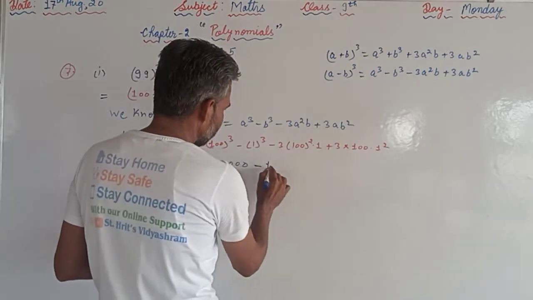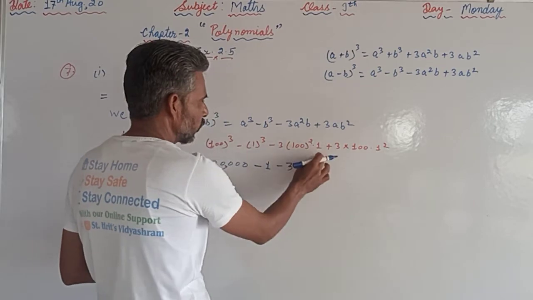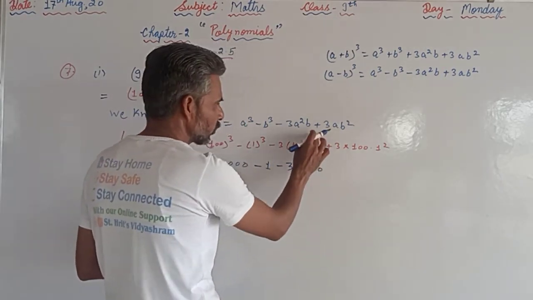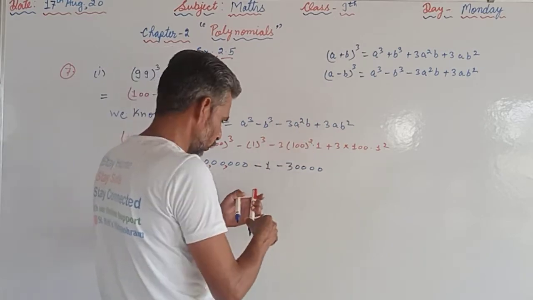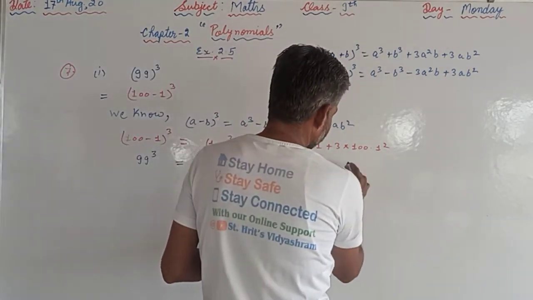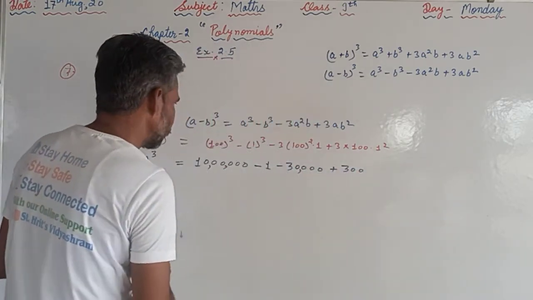Minus 1, now here minus 3 into 1 is 3. Now how many zeros will be there? 1 2 3 4. Why? Because there is a square, means 2 plus 2. So we will place the comma here as well. Plus 300.